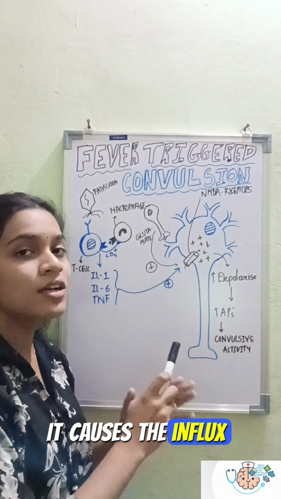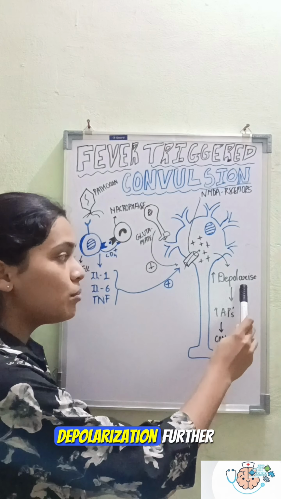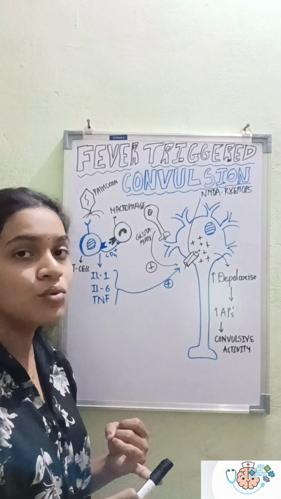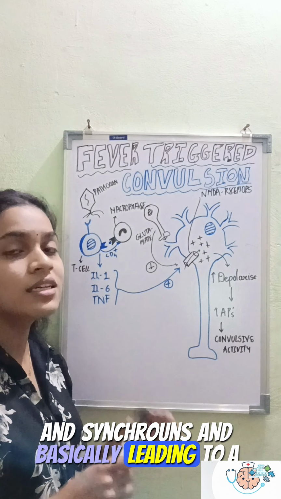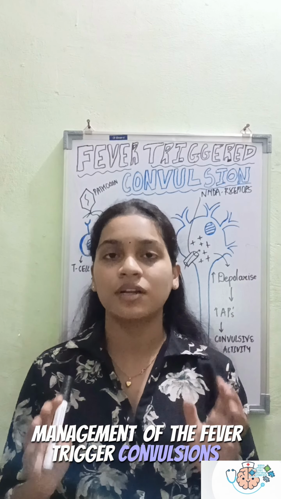It causes the influx of positive ions, causing depolarization. And this depolarization further increases the action potential, which fires the neuron, generating impulse transmission which is continuous and seamless and basically leading to a convulsion. Let us see what will be the management of the fever-triggered convulsion.